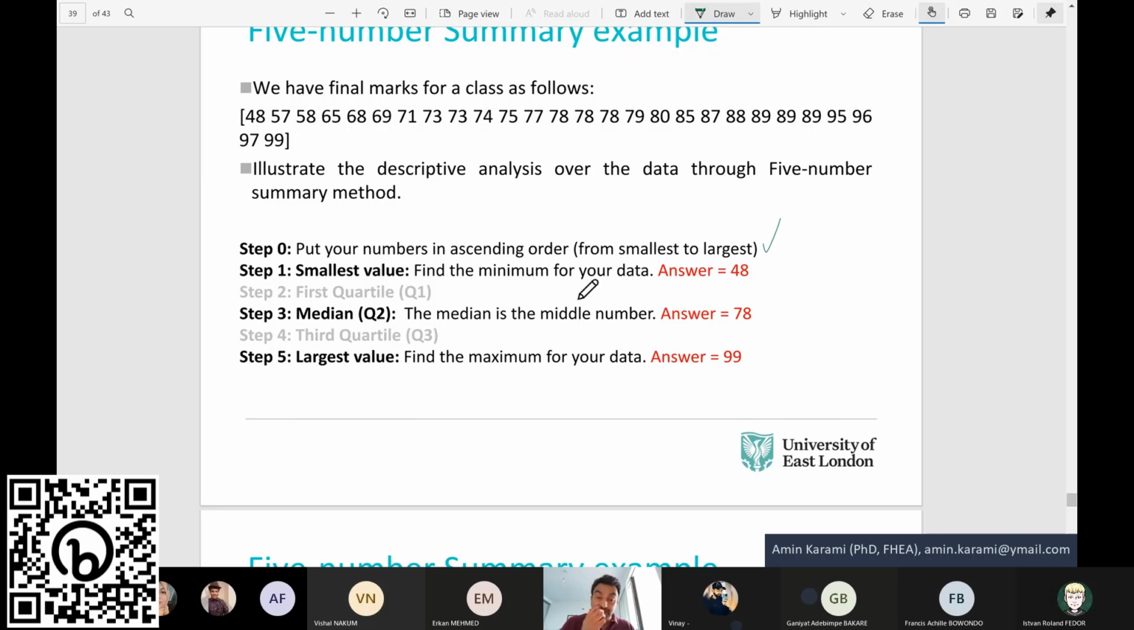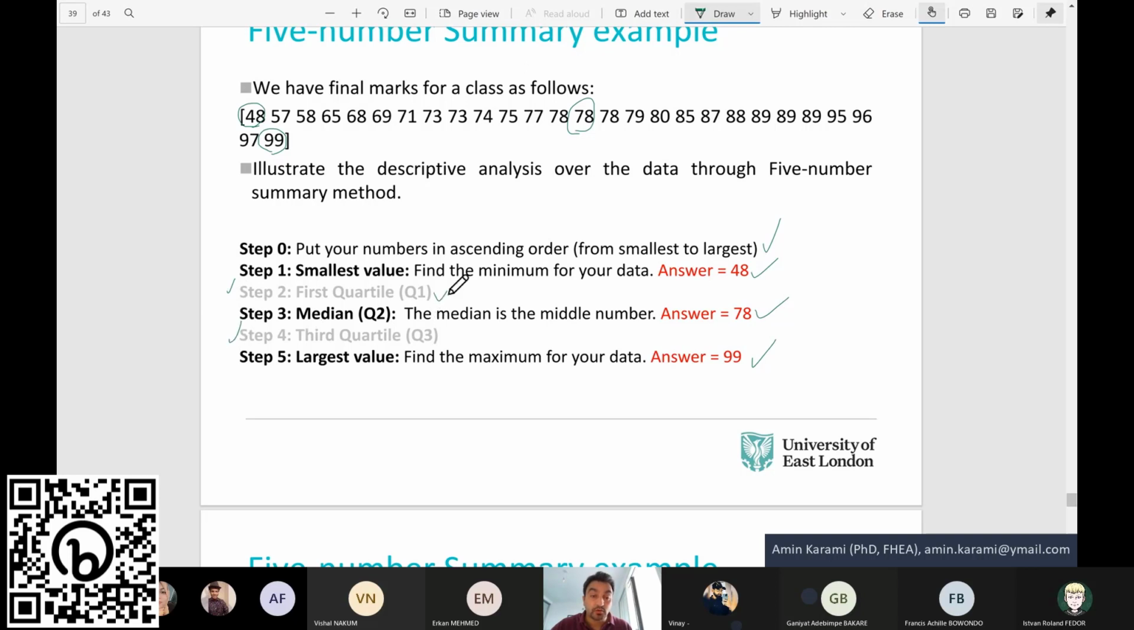Then we have to find out, so how to find the minimum value is easy, right? The first one is the minimum value and the last one is the maximum value. So it's done. So what about the median? For the median, you just need to go through the data and find exactly the central value. So the central value is 78. So it's done. What about step 2 and step 4?